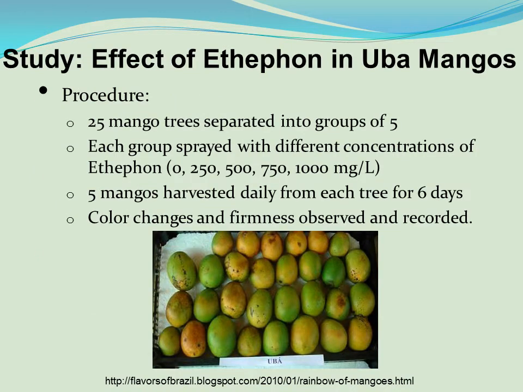The experiment looked at the effects of ethephon on Ubá mangoes in Brazil. They took 25 mango trees and sprayed 5 trees each with 250, 500, 750, and 1,000 milligrams per liter of ethephon, with 5 trees used as controls with no ethephon on them. They harvested 5 mangoes every day till their normal harvest day and observed the color changes and firmness to see how much effect ethephon had on ripeness and firmness of the mangoes.